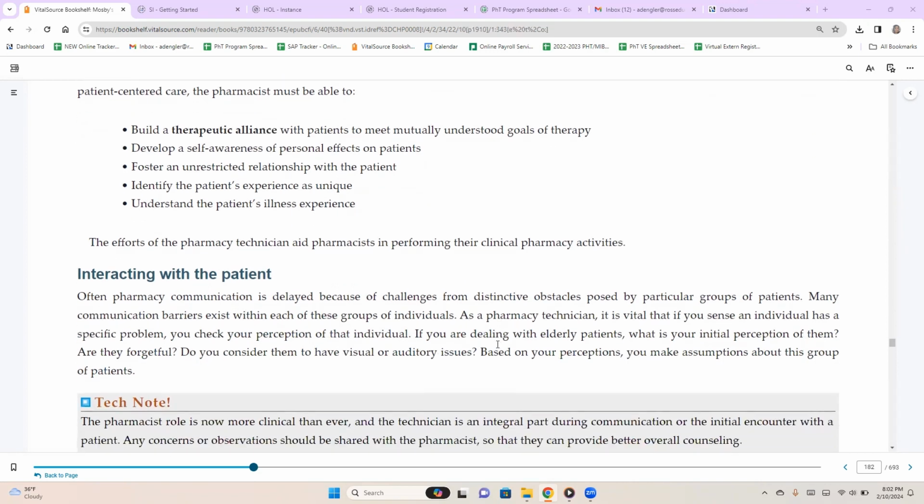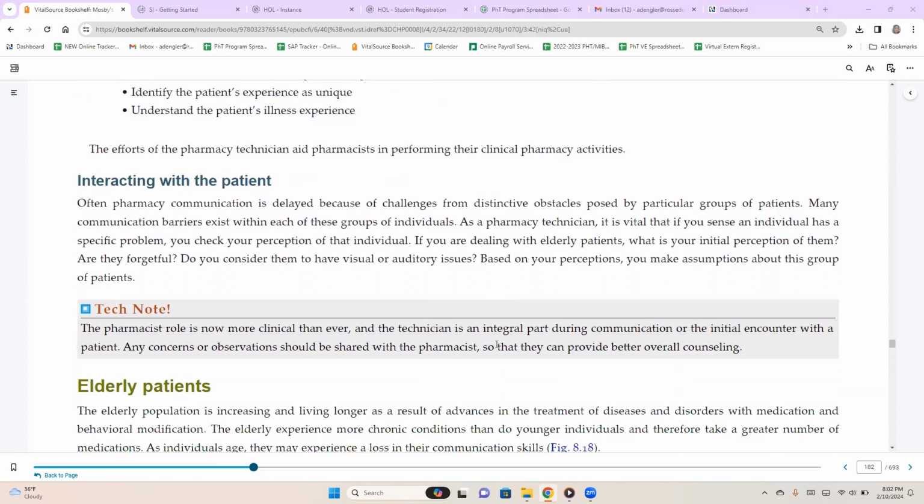and the efforts of the pharmacy technician aid pharmacists in performing their clinical pharmacy activities. Other pharmacy communication is delayed because of challenges from distinctive obstacles posed by particular groups of patients. Many communication barriers often exist within these groups of individuals. As a pharmacy technician, it is vital that you sense an individual has a specific problem. You check your perception of that individual.